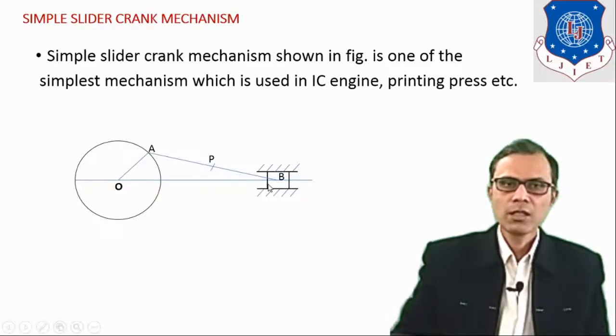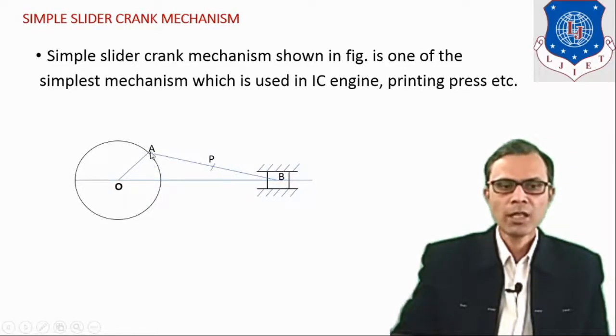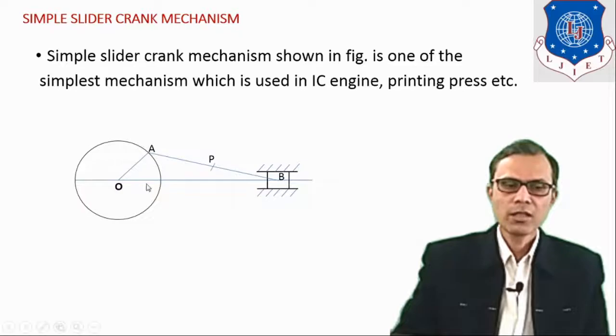This B is the slider which reciprocates on this straight line path. And AB is the connecting rod which connects two ends; one end is of the crank, and the other end is connected with this slider. So when this crank rotates, its motion is rotary motion, and the motion of slider B is a reciprocating motion, and AB is the connecting rod. On AB connecting rod, we can trace out the locus of any point P.